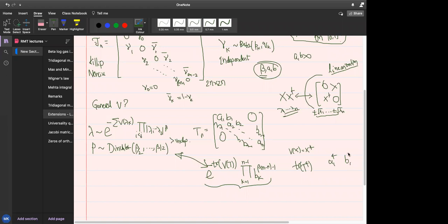b1 square or b1 to the 4, all such things come. But you will also get terms like b1 square, b2 square, or a1 square, b1 square, a1, a2, b1 square, etc. So all such terms come which spoil the independence here. But if you are working with x power 4, you will see that only consecutive ones will come. ak will come with either bk or bk minus 1 and so on. So in that sense, there is a Markov structure here.